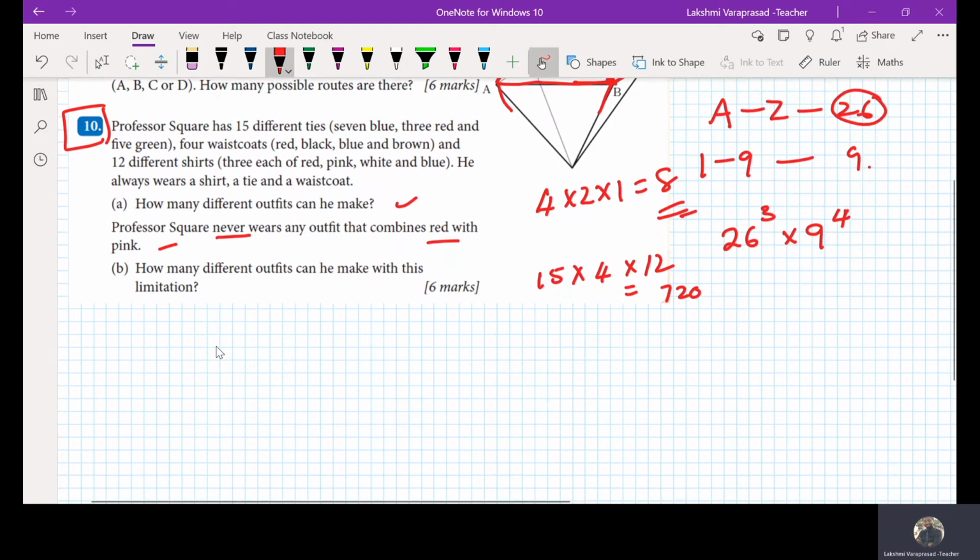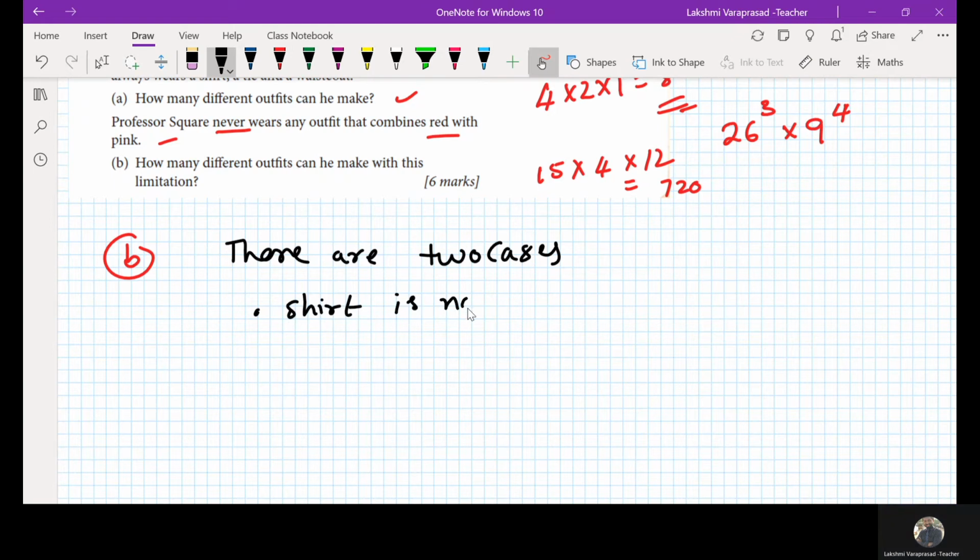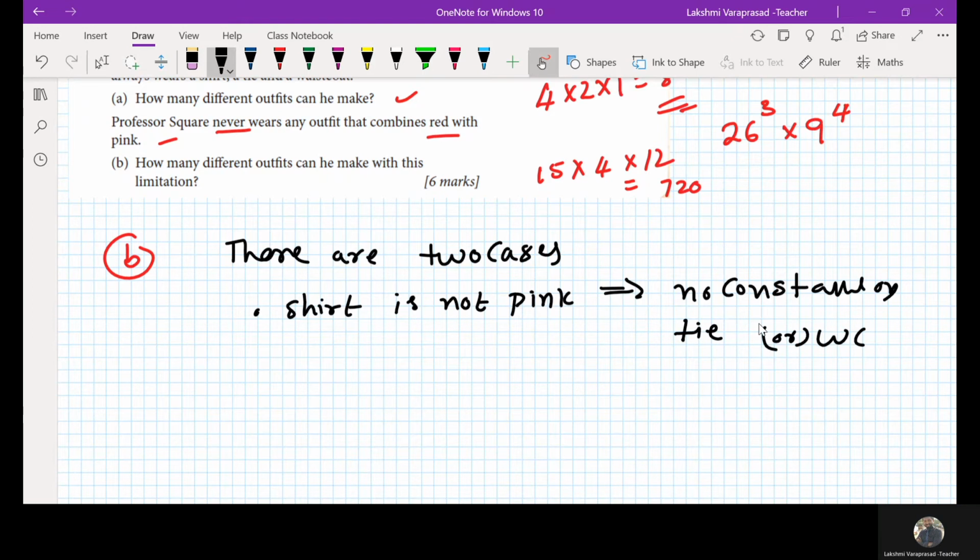Let's go through all the possibilities. B question. Let me do it here. So there are two cases. The first case is the shirt is not pink. That means no constraint on tie or waistcoat. That means the shirt is not pink.